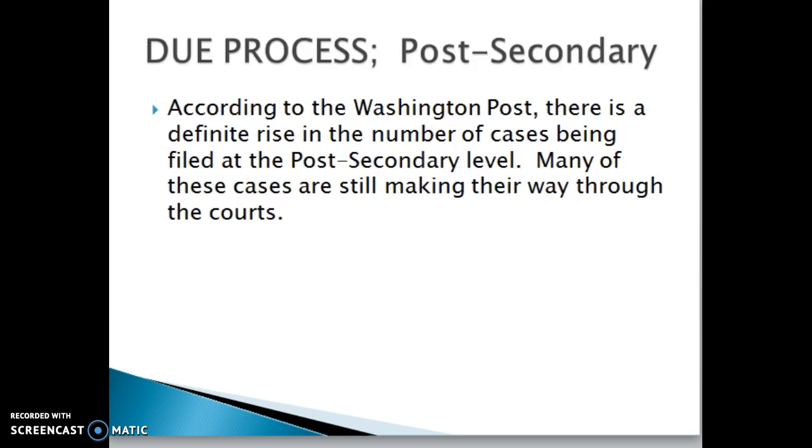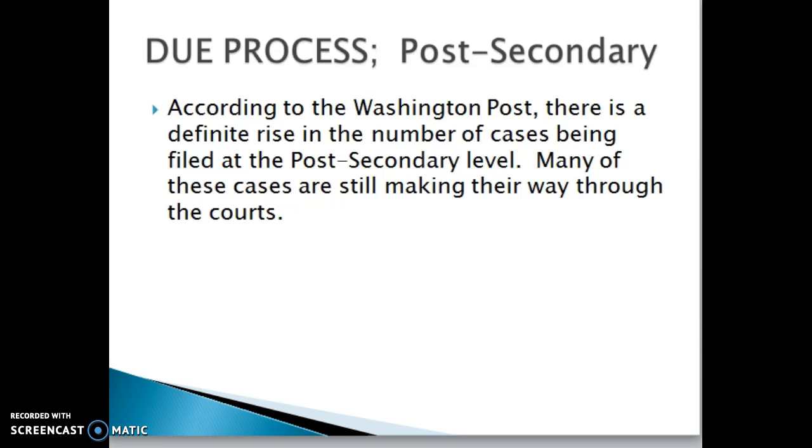But as I was doing my research for this project and reading articles, I noticed not a lot was said about students at the post-secondary level. I did come across a couple of articles that discussed the increase in the number of cases that have been filed. One of those came from the Washington Post, and it talked about that there is definitely a rise in the number of cases being filed at the post-secondary level. That there was one number thrown out that it was almost one case per week is being filed against universities.